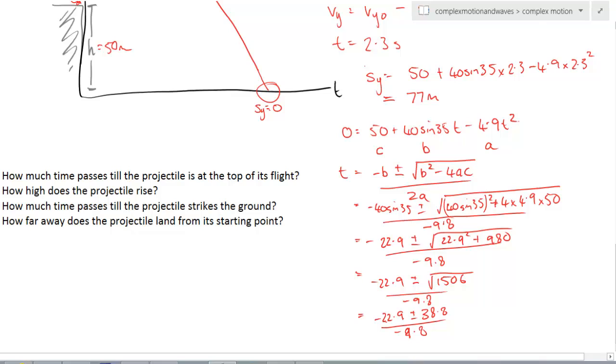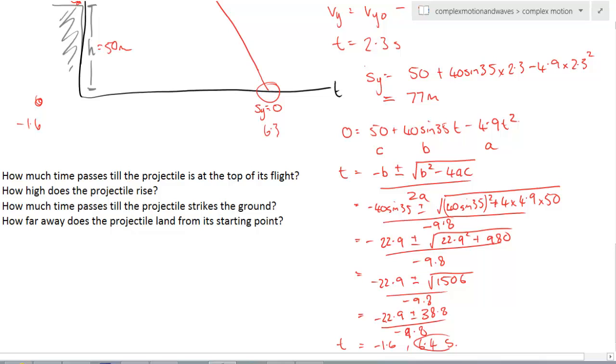So the two roots turn out to be minus 1.6 and positive 6.4 seconds. What that actually means is that your previous root is over here. This is the minus 1.6, and the time that actually takes is 6.4 over here. That's your second root. Those are the two roots of the equation.